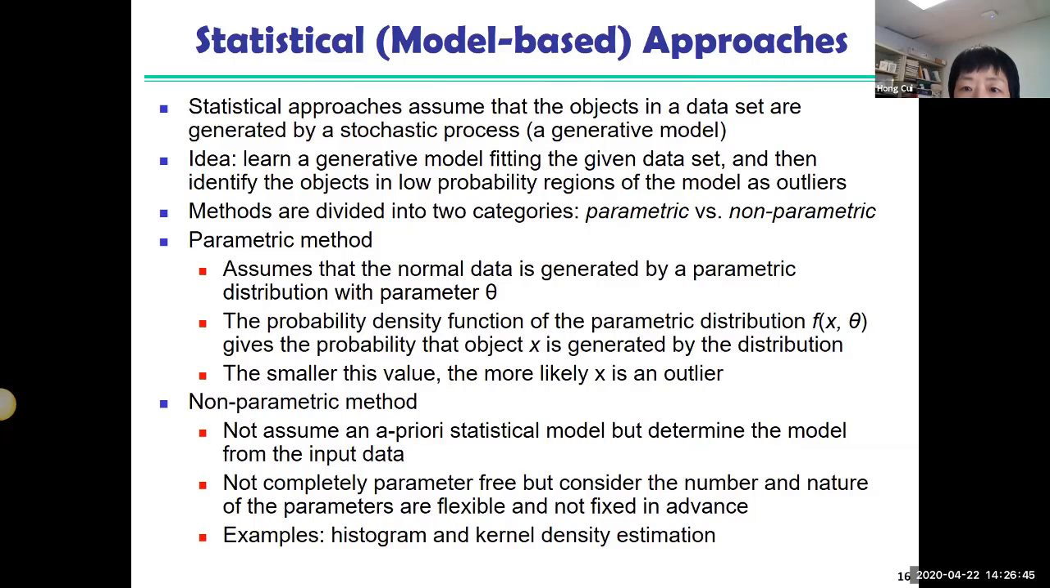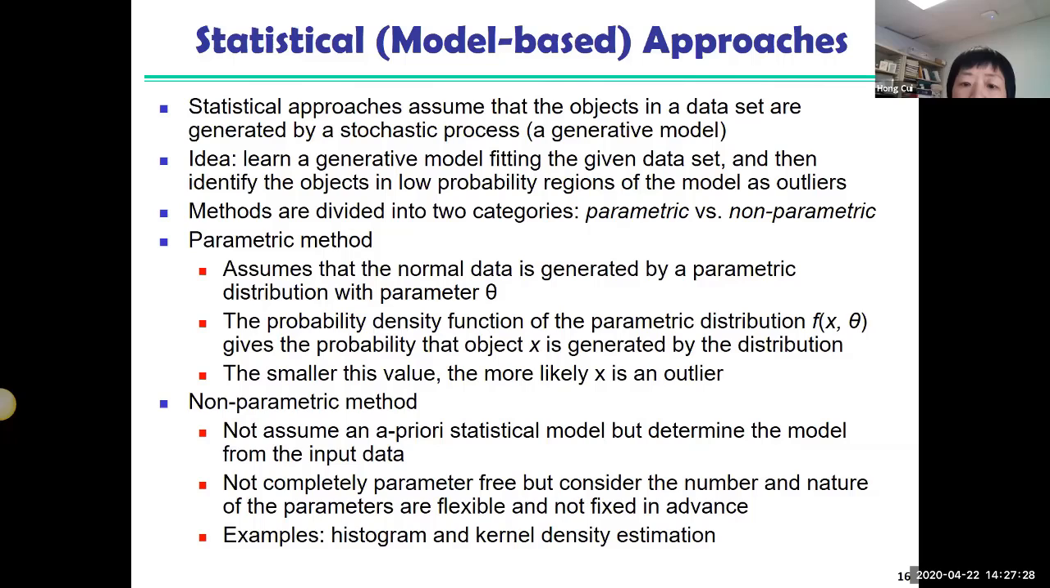In statistical-based methods, we can have parametric methods or non-parametric methods. Parametric methods often assume there is a distribution governed by a set of parameters. For example, for a Gaussian, we have the mean and the standard deviation. So we can use the probability density function to compute the probability of certain observations, and therefore observations with low probability of occurring can be labeled as outliers.